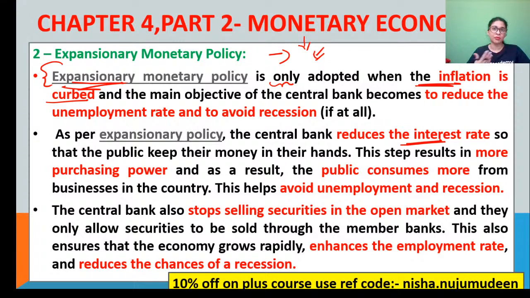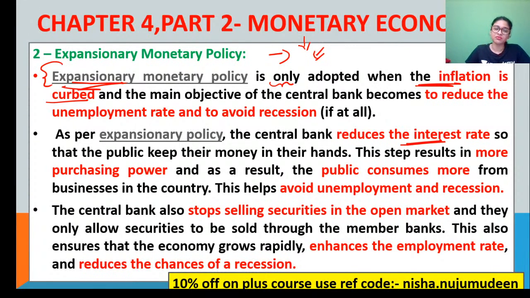Because we, the general public, will keep money in our hands automatically. More and more purchasing power will be there. Money supply increases. So automatically the public will start consuming more from what, guys? The business. Automatically unemployment and recession, that is slowing down of economic activities, reduce or are completely avoided, and there are employment opportunities and the economy functions properly.